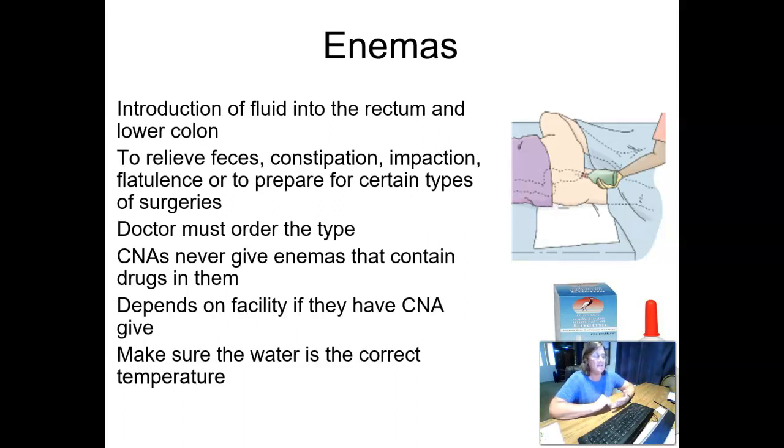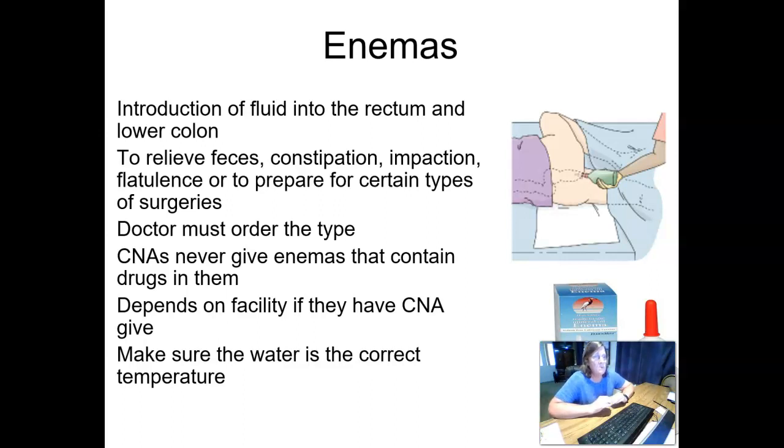You're allowed to give a Castile soap enema, where they put this mild soap, called Castile soap, and you add a little bit of it into the water. When you insert that up into the rectum, it makes the contractions even harder and more intense to help push things out.